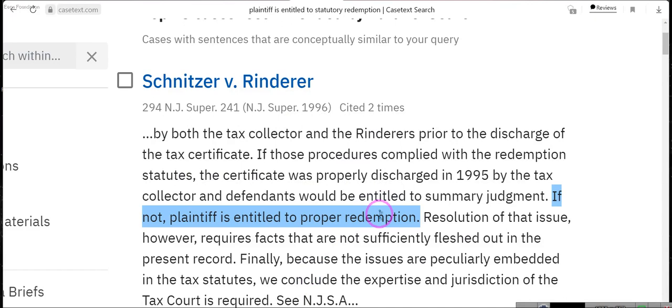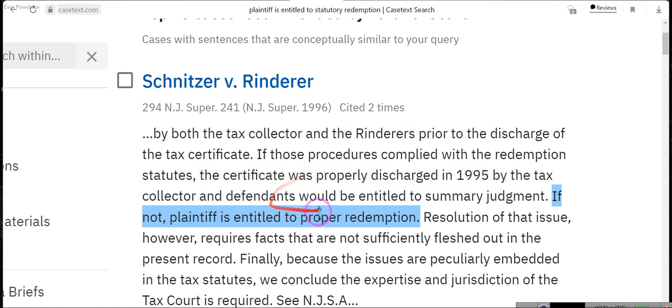Seen the movie? Well, this ain't got nothing to do with that movie. This is all about property. Notice this right here. If those procedures complied with the redemption statutes, the certificate was properly discharged in 1955 by the tax collector, and the defendants would be entitled to summary judgment. If not, plaintiff is entitled to proper redemption. Now, this is regarding taxes.